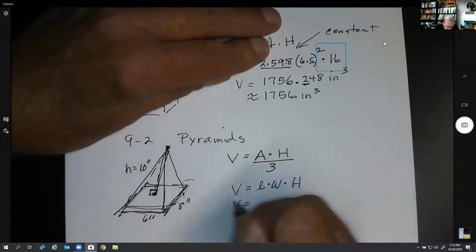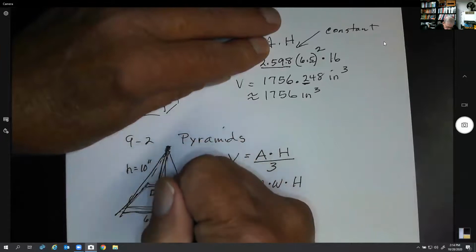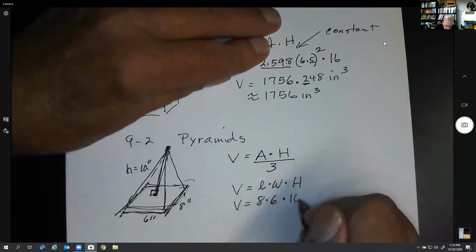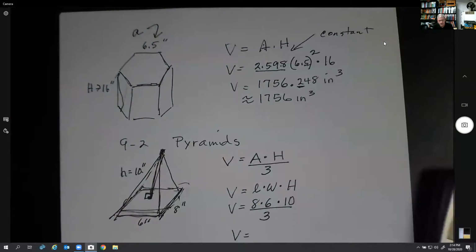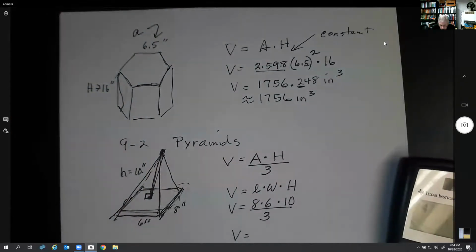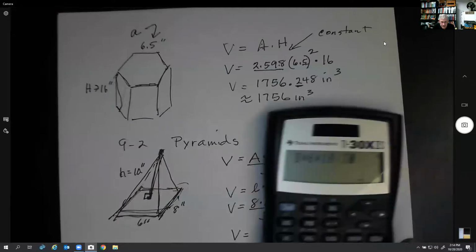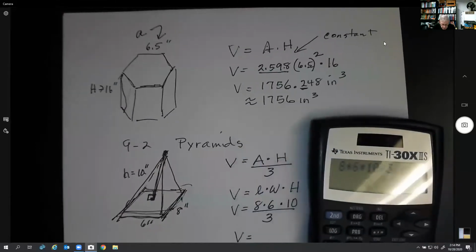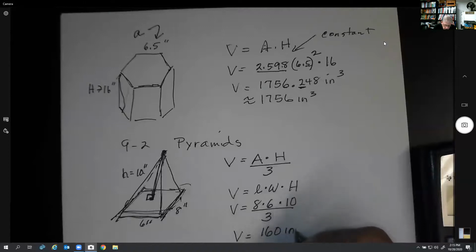So on this one, we're going to say the length is, let's say 8, the width is 6, and the height straight up and down, and they might give it to you, is 10. So all we have to do is multiply those, but don't forget to divide by 3 because it is a pyramid. So 8 times 6 times 10 divided by 3. Because there's no addition, we can just multiply everything and hit the division. If there was addition, we'd have to be a little bit more careful. 160 inches cubed.